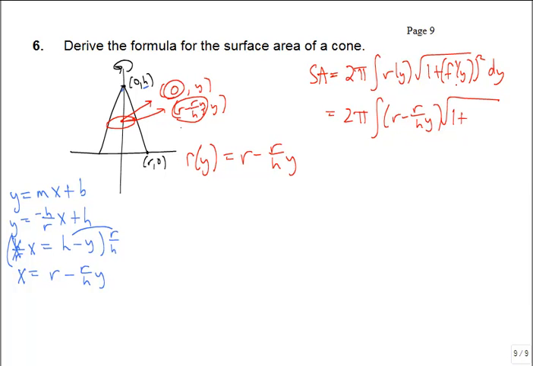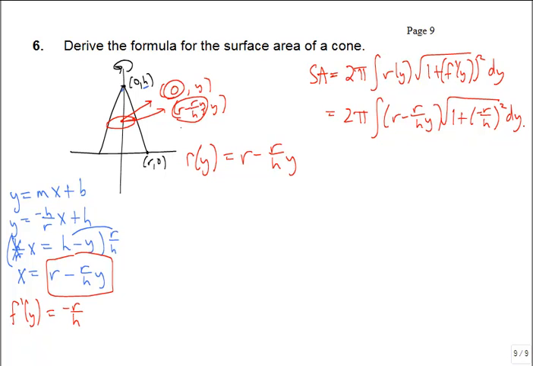So again, that requires inverting it and putting this line segment in terms of y's, which we already did right here. So the derivative of this in terms of y would be what? Well, the derivative of r is 0 because r is a constant in this problem. And the derivative of minus r over h times y is just that coefficient, minus r over h. The derivative of y goes to 1. So our derivative is going to be negative r over h, and we want to square that.